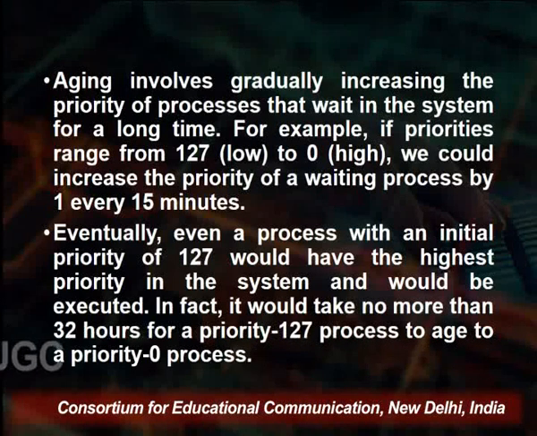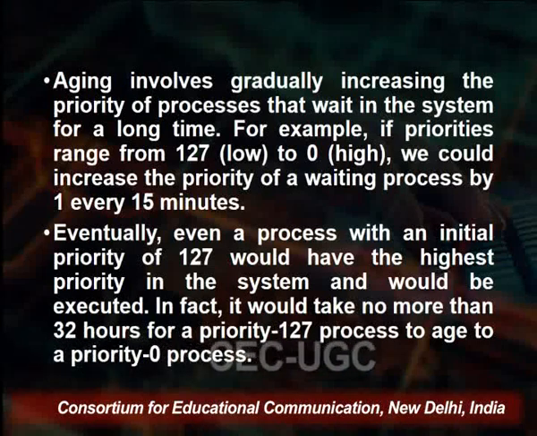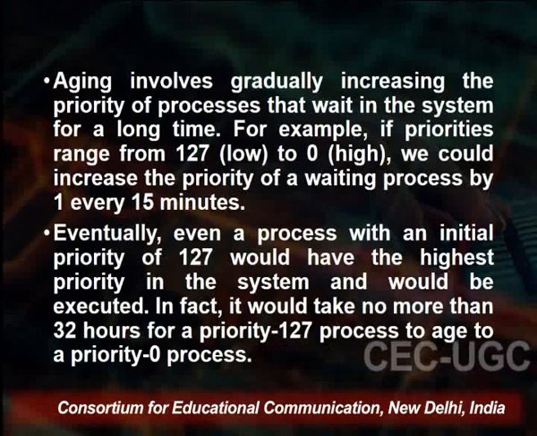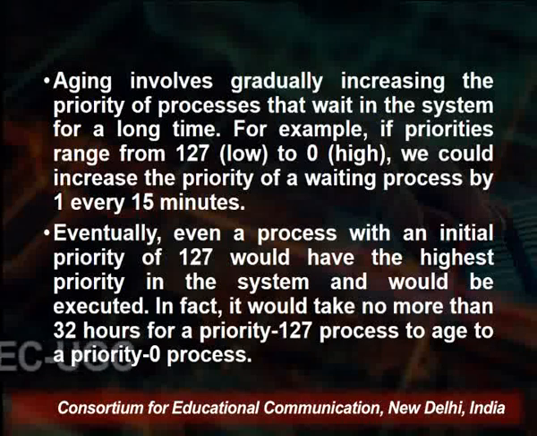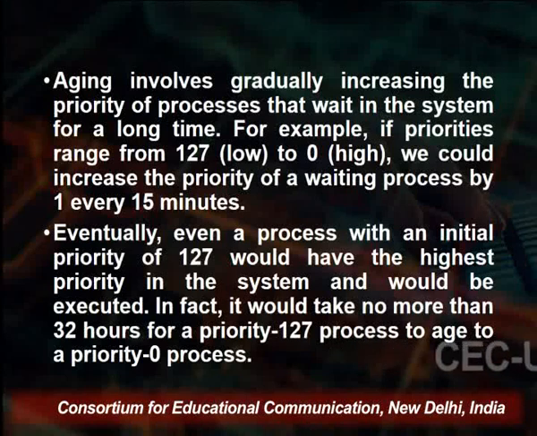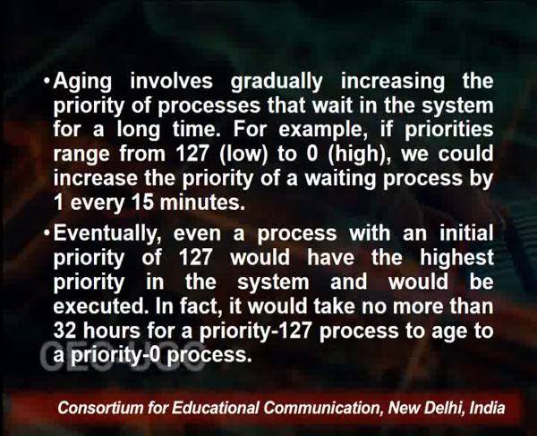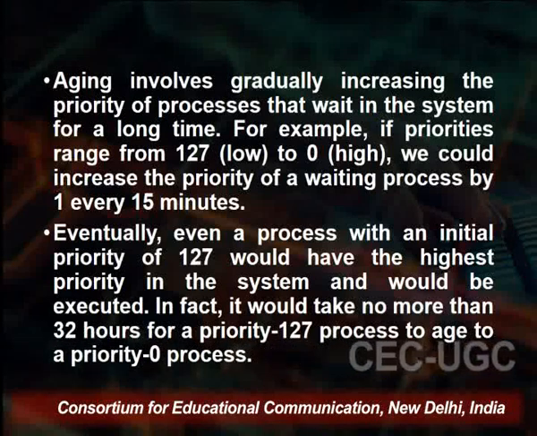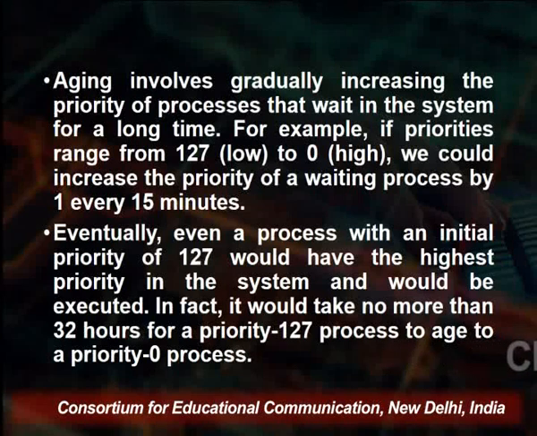For example, if we have a process whose priority is 127, right? Now this is the highest priority in the system, so therefore this process will have to wait. Now what will happen? Each time an execution occurs, the priority of this process will actually be increased. So the number will go on reducing from 127 to up to 0, right?